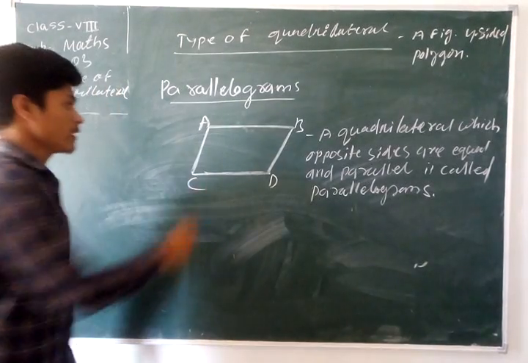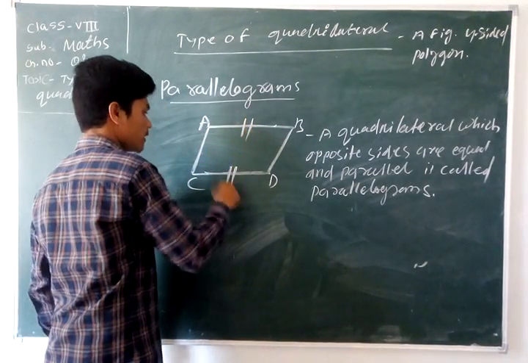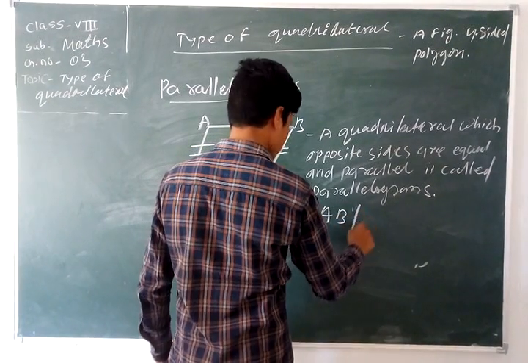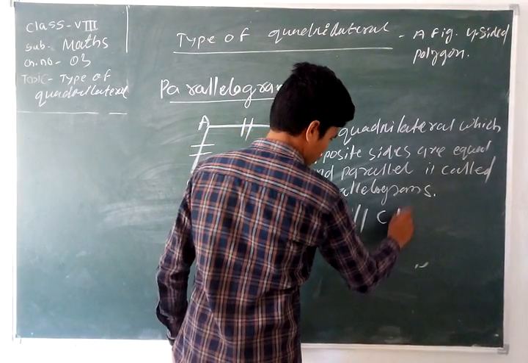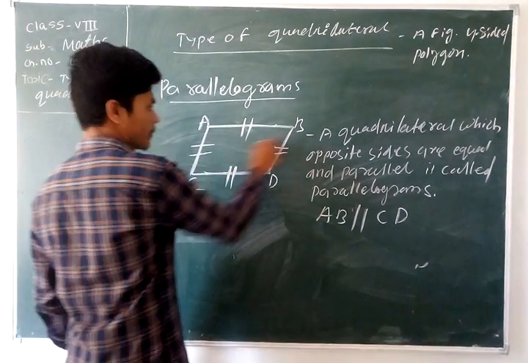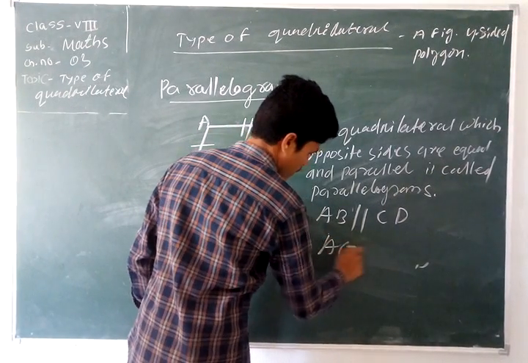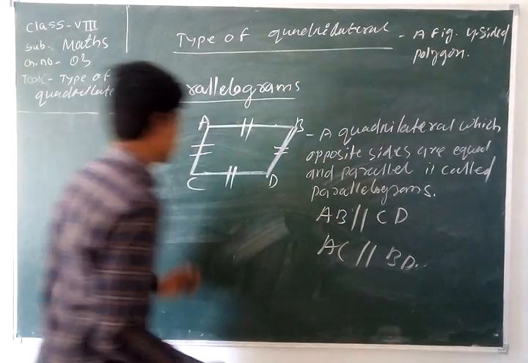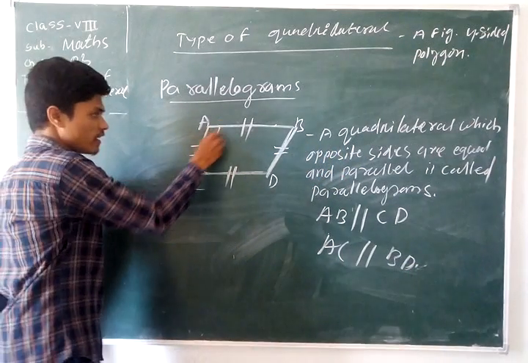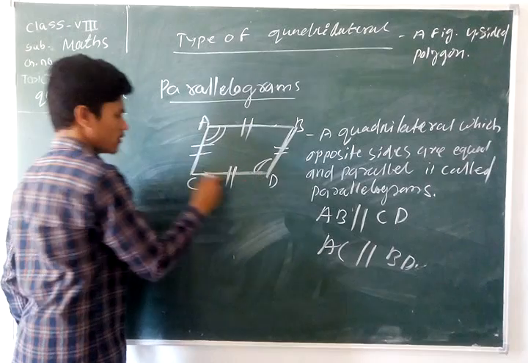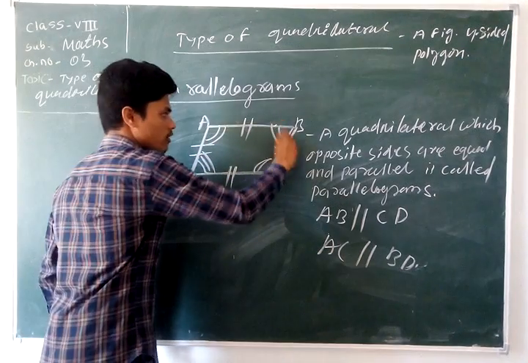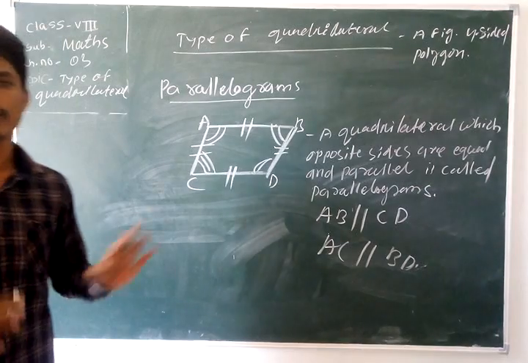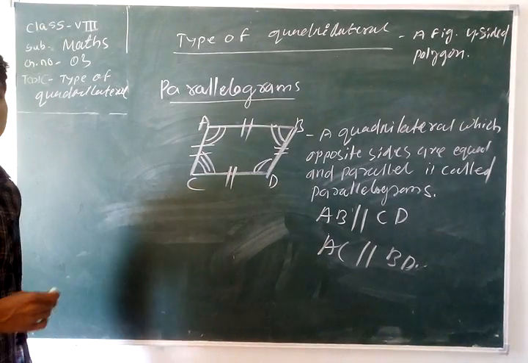Which sides are parallel here? AB parallel CD and AC parallel BD. Here, which opposite angles are equal? Angle A and angle D, angle C and angle B. Okay, then opposite angles are also equal. Then about the parallelograms, now we discuss the rhombus.